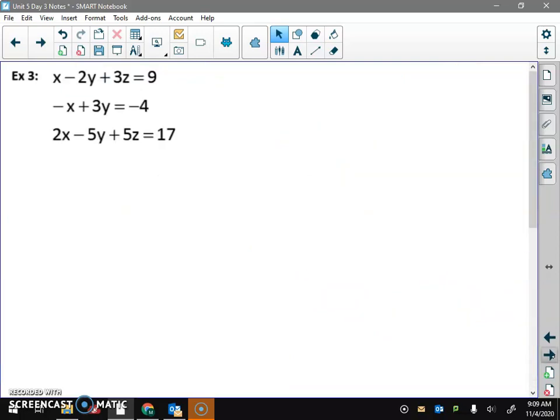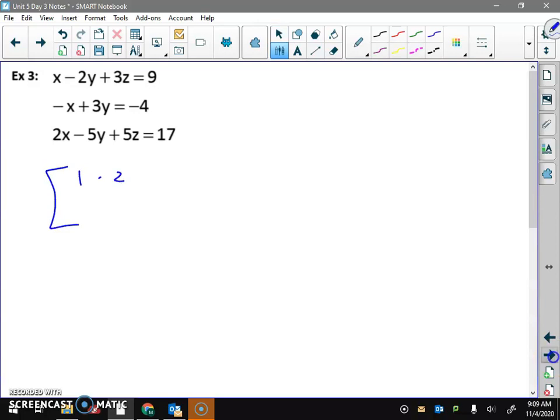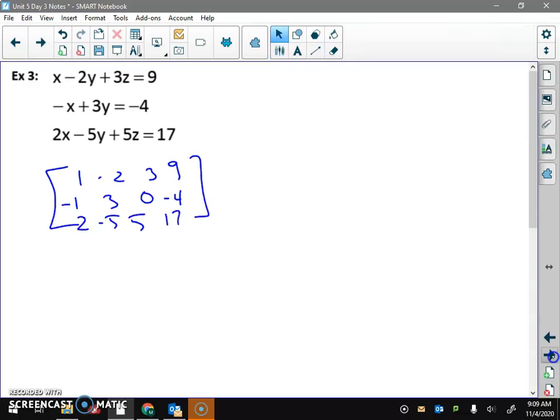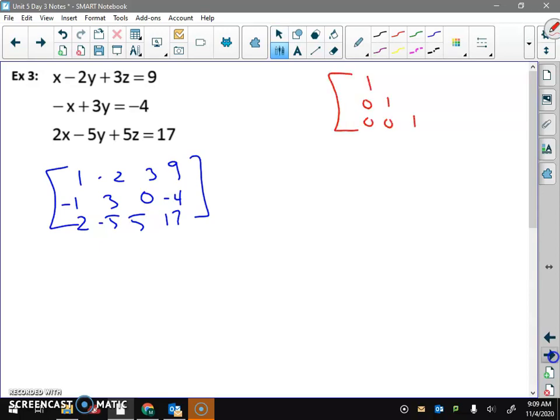We have a 3-variable, 3-equation system. We're going to get it into augmented 1, negative 2, 3, 9, negative 1, be careful, 3, 0, negative 4, 2, negative 5, 5, 17. And we want to get that into reduced row echelon form. A lot of 1s in the diagonal, and all the remaining are zeros. So that gives me x equals y equals z equals. Order.